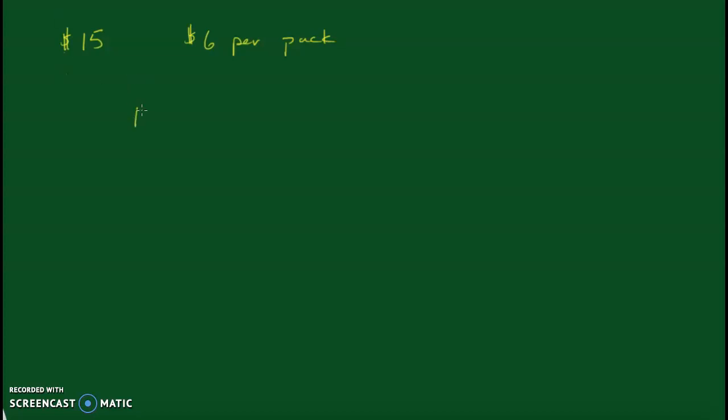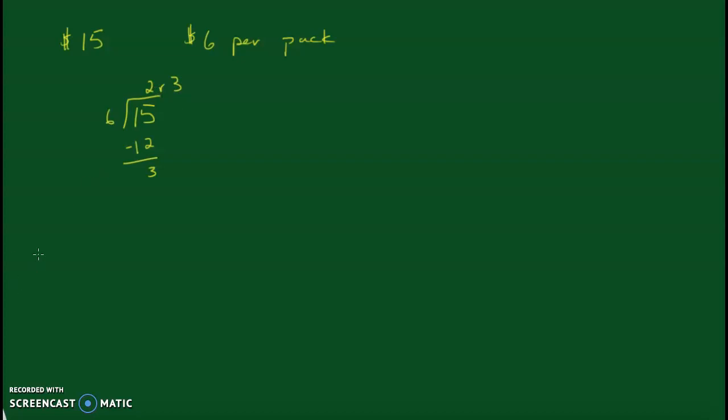So we're going to do a division problem. We have 15 divided by 6. 15 divided by 6 is 2. And we'll do 2 times 6 is 12. We subtract and we get 3. 3 is less than 6. There's nothing else to bring down, so we have a remainder of 3.